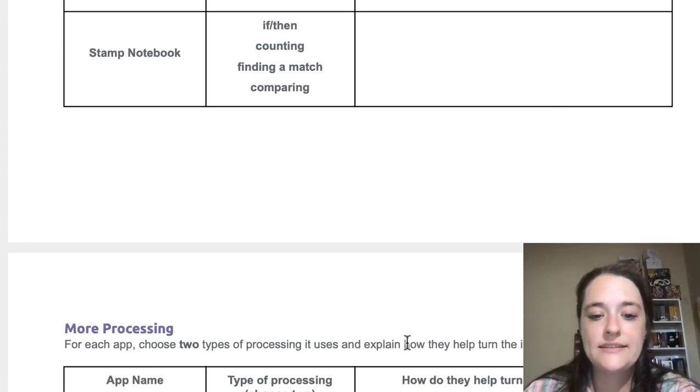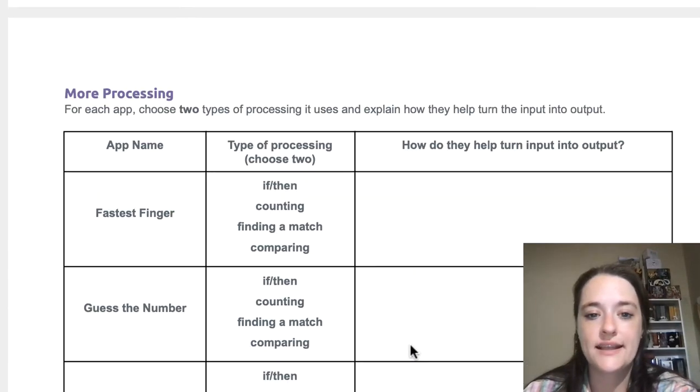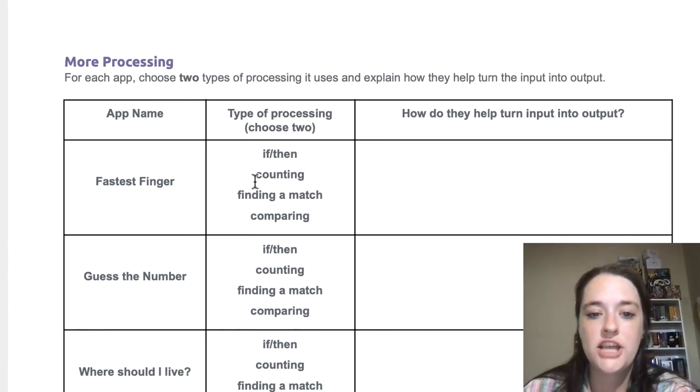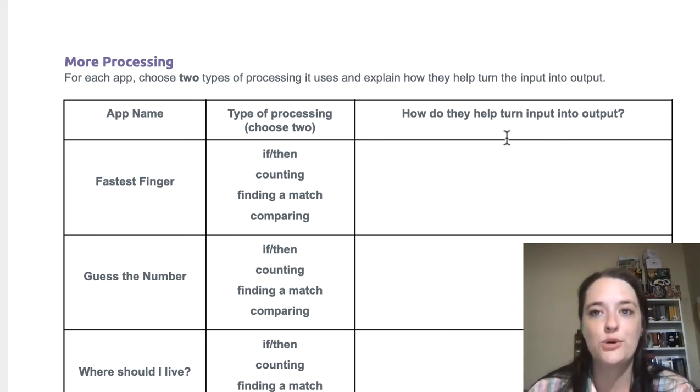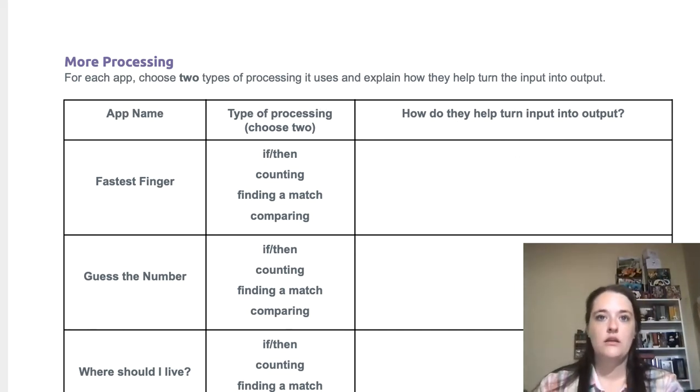So this next chart under more processing, all right, for each app, choose 2 types of processing it uses. So we're choosing 2 this time, okay? And explain how they help turn the input into output. All right. These apps are a little more complex.